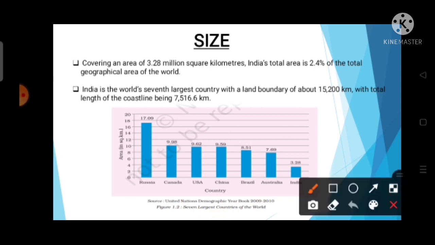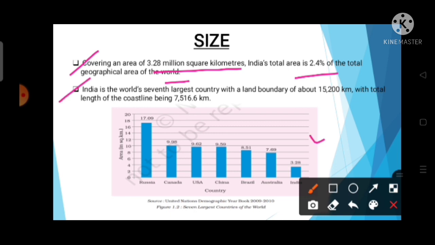Covering an area of 3.28 million square kilometer. That means the total land area of our country is 3.28 million square kilometer. Keep in mind, India's total area is 2.4% of the total geographical area of the world. So, India contributes 2.4% of the total geographical area of the world. Okay, this data you should also remember.